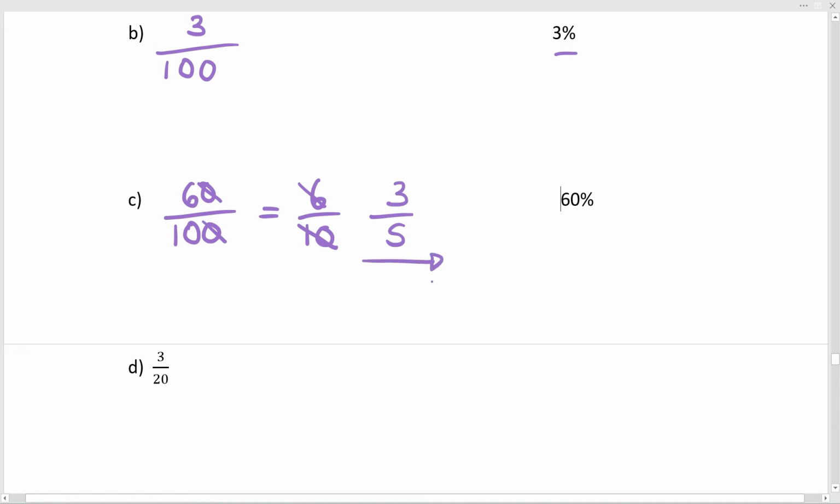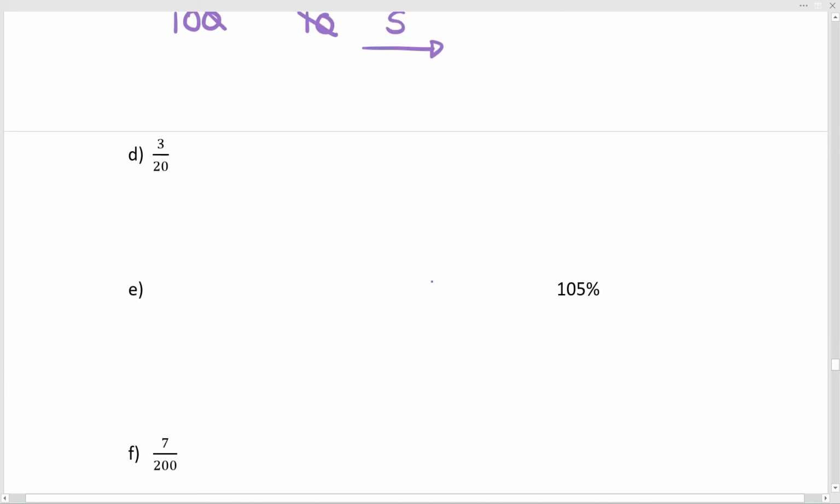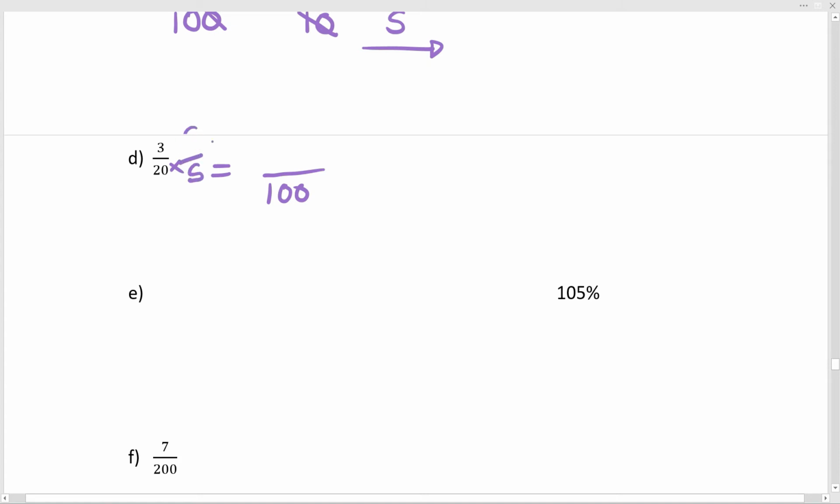What if I take the fraction 3 out of 20 and I have to convert that into a percentage? Again, I'm going to get it to be something out of 100. What do I multiply 20 by to get 100? I multiply it by 5, which means the 3 must also multiply by 5. 3 times 5 is 15. That means what we have as our answer is 15%.